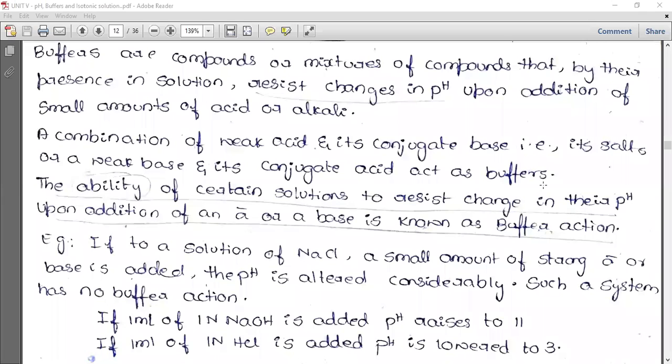Decreases in your body... Sorry, no, ma'am, pH will not decrease. Will the pH decrease or increase? Just tell me, does acidity increase or basicity increase? Basicity increases, right? So from pH 1, the pH will increase to maybe 4 or 5.